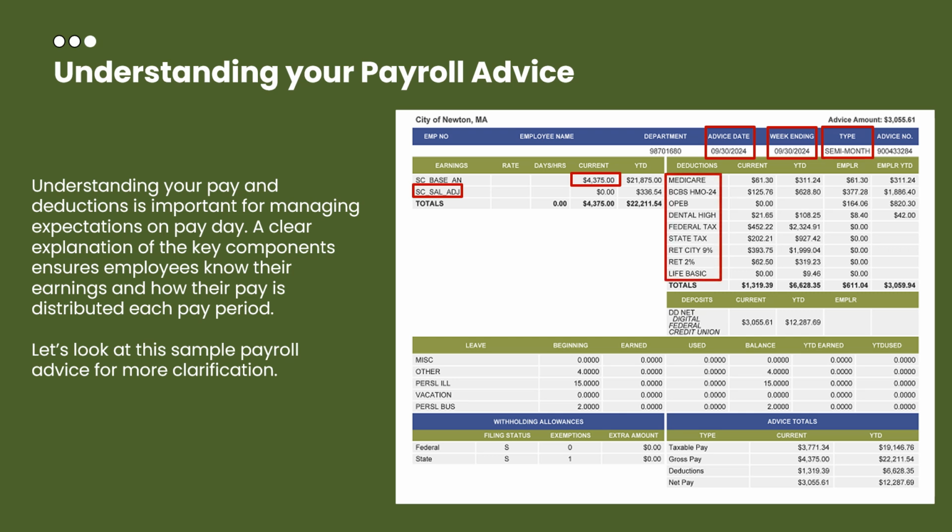Next, we move on to your deductions. All of your current deductions are listed here. These include required deductions such as Medicare, retirement, and state and federal taxes. They also include voluntary deductions such as medical, dental, and any optional retirement contribution funds. The total of all deductions is listed at the bottom of your current deductions column.